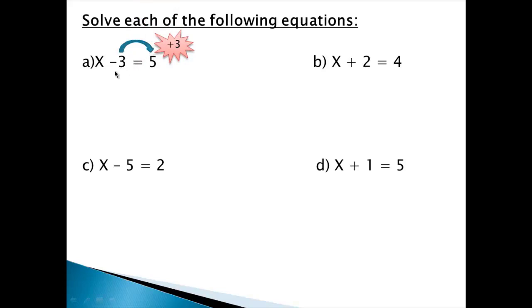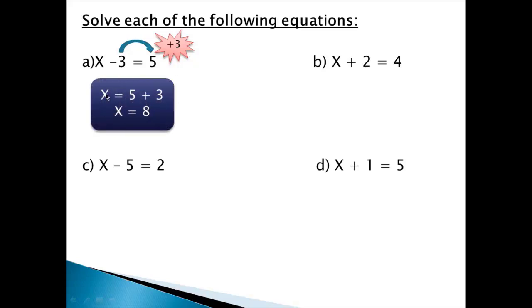But wait, here is minus. The minus goes to the other side with plus. So the equation will be x alone in this side equal 5 plus 3. Why do we put 5 first? Because 5 is here first in this side. We put always, all the time, the number in its position. So 5 here is the first, so 3 will be the second one. When we add 5 to 3, we will get 8. 8 is the value of x.